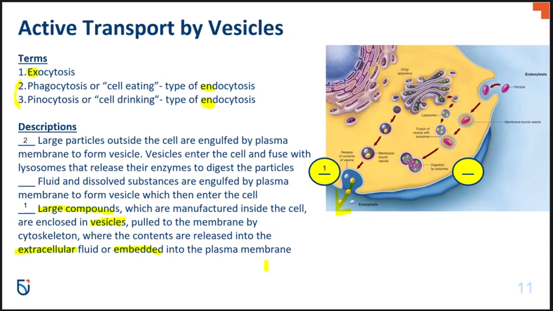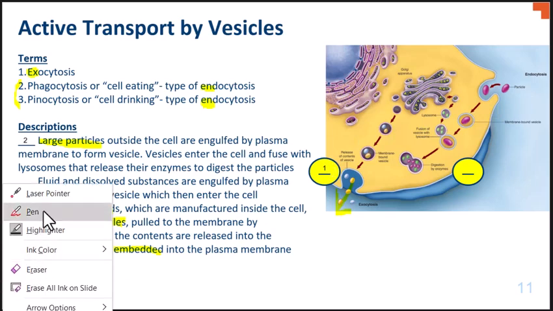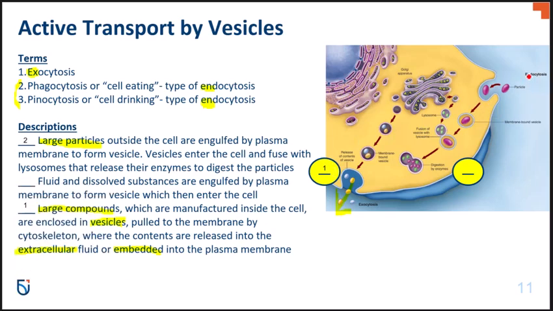So with phagocytosis, this is where there are larger particles, okay, so cell eating, larger particles that are outside the cell and then brought into the cell. So they're engulfed by the plasma membrane to form that vesicle that we spoke about. So what's happening here, and I'll just switch to a pen, is we have a large particle that is engulfed. You can see it sort of looks like the cell is trying to eat it, engulfed by the plasma membrane. Then it pinches off and forms this vesicle.